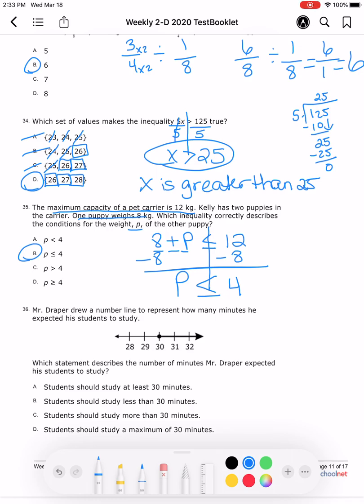Mr. Draper drew a number line to represent how many minutes he expected his students to study. Which statement describes the number of minutes Mr. Draper expected his students to study? So I start writing my inequality with an x. My dot is colored in and it's going to the right. So I'm going to point to the right and it's colored in. And my dot is on 30. So that says x is greater than or equal to 30.